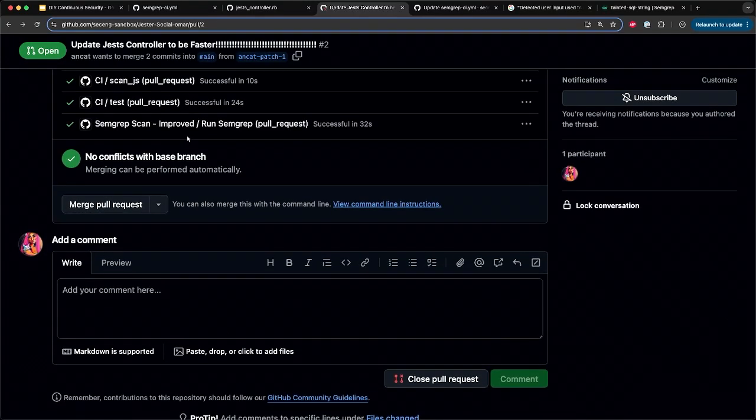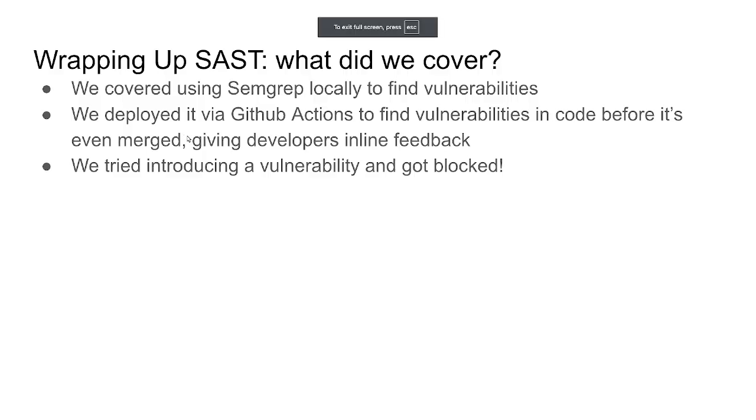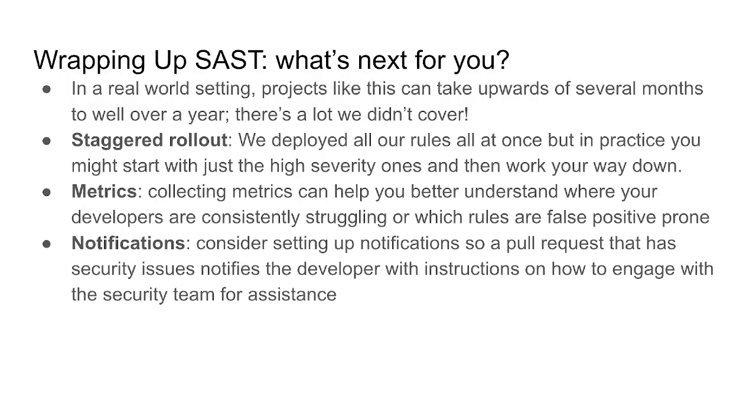Okay, I haven't set this up for my personal GitHub board, but in an enterprise setting, it would say merging is blocked because this test failed. So what's next for you?